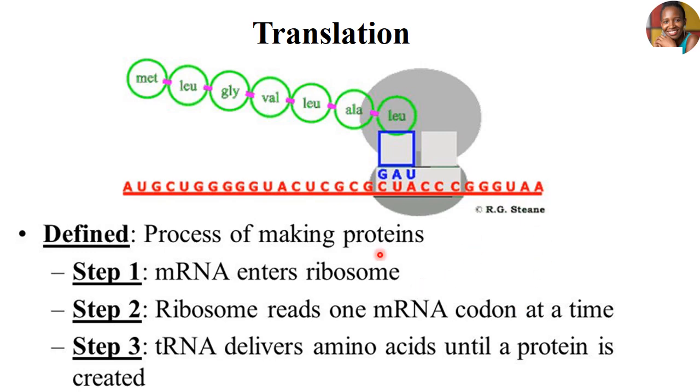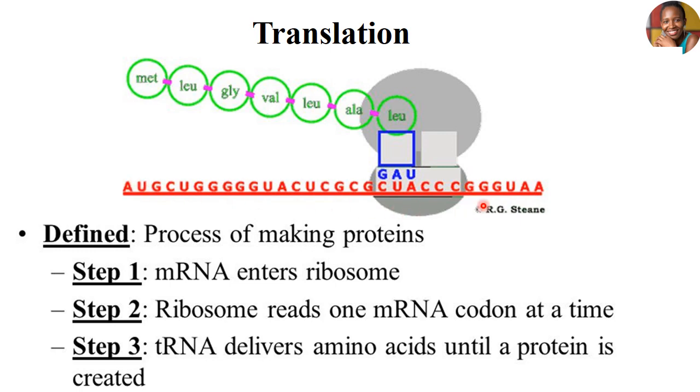So here is a summary where we're being told that in the process of making proteins, the messenger RNA will enter the ribosomes, and the ribosomal RNA will read one messenger RNA codon at a time. And then the transfer RNA will deliver the amino acids until the full protein is formed.